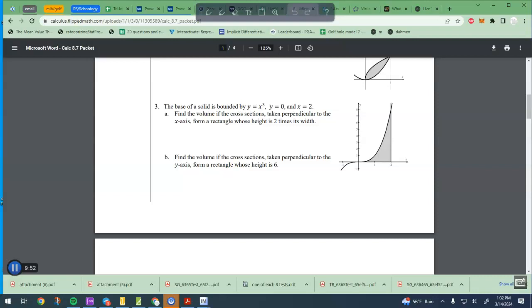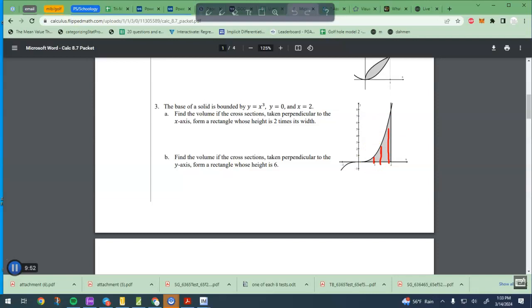So perpendicular to the x-axis. First of all, I think drawing them is really helpful because it's really easy to see. Am I doing top minus bottom or right minus left? So I'm always going to draw that. It could be there. It could be there. It could be wherever. You only need one. I'm just trying to demonstrate multiple ones.